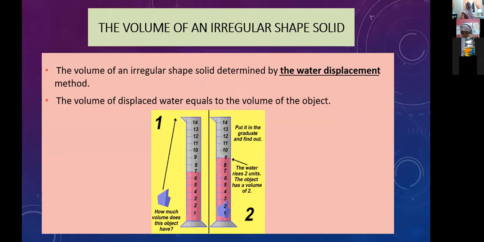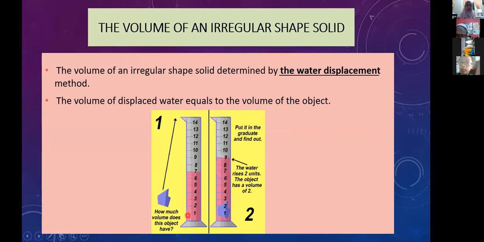Okay. Now I will teach you how to measure the volume of irregular shape. Contoh dekat sini batu. Batu teacher nak measure volume dia. Tapi teacher tak boleh dapat number. How teacher want to measure? So we will use the water displacement method. As you can see at the picture here.